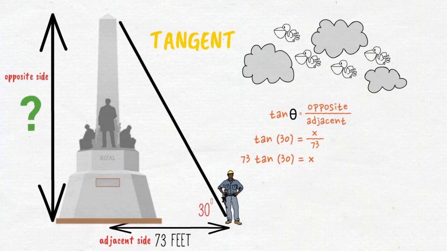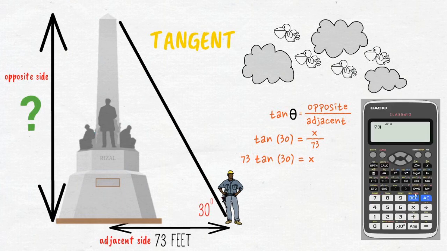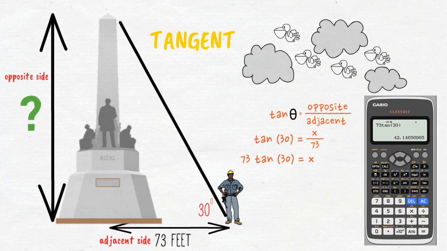From here, we will use our scientific calculator. We will plug in the details just the way it is written. 7, 3, tangent 30, close parenthesis, and press equals. That's the answer in radical form. To see the decimal form, we press this. So, if we are to round off the answer to the nearest whole number, the height of the Rizal Monument is approximately 42 feet. Cool, right?